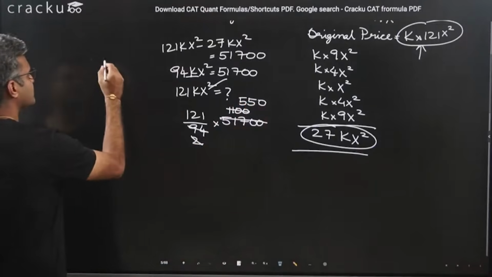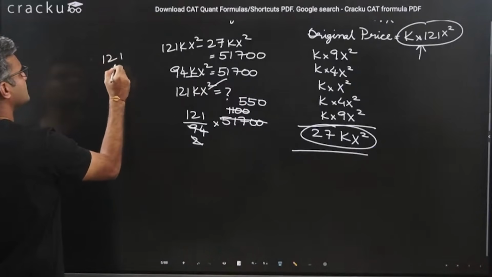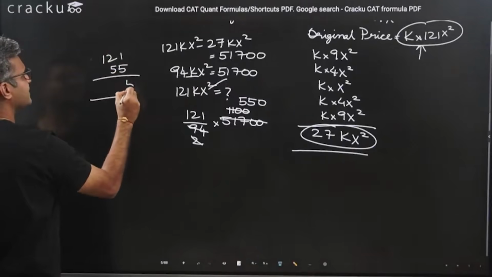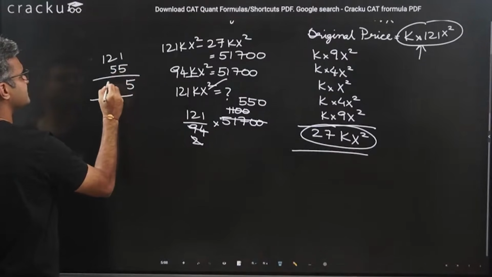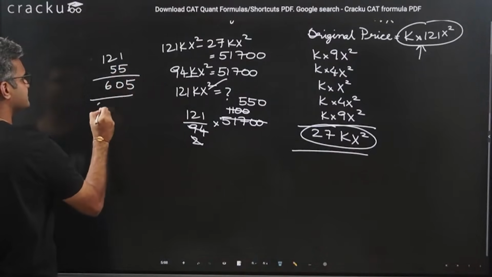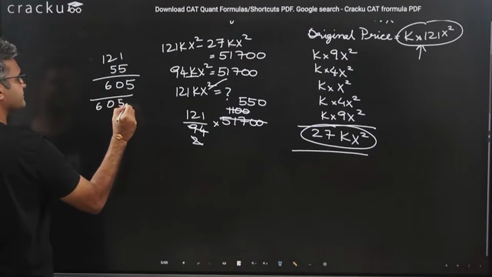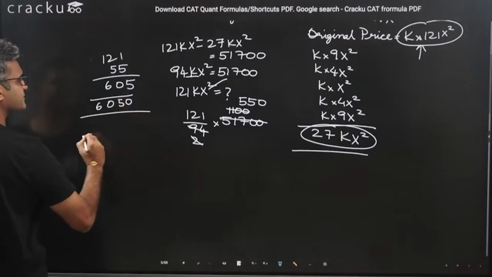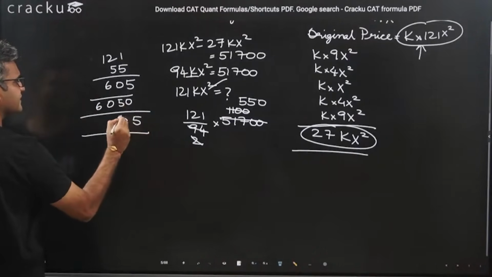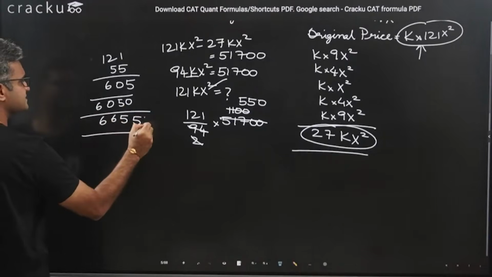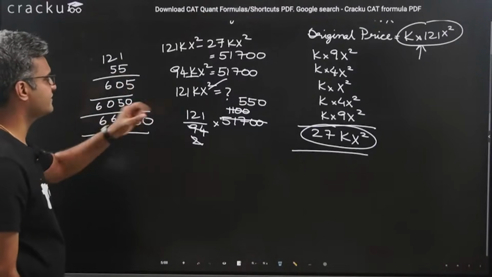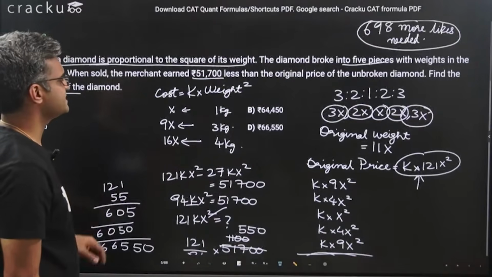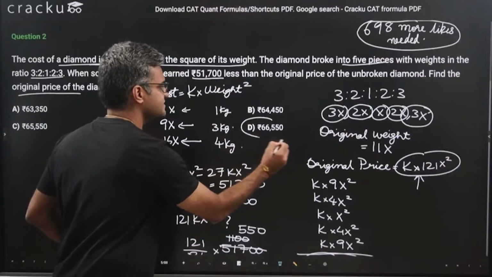What is 121 into 5? 121 into 55 we can calculate. This will be 605 and 605. This will be 6, 6, 5, 5, 0, because we have to multiply 121 with 550. So this will be 66,550, which is option D.